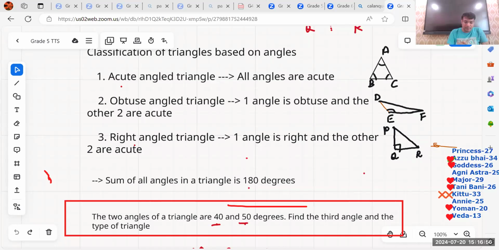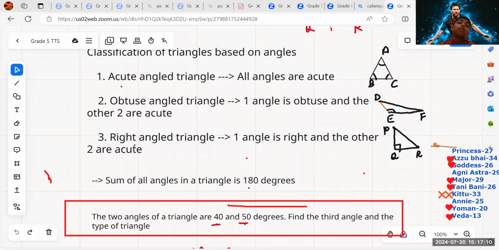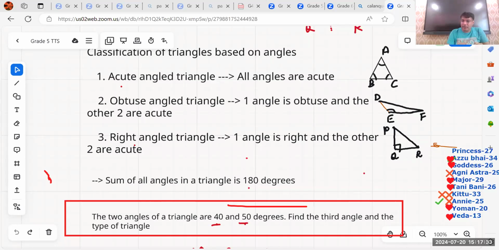Agni Astra, Princess Annie. We're typing the answers. Princes of Punjab. Sir, the voice was again and again cracking, so I didn't understand.